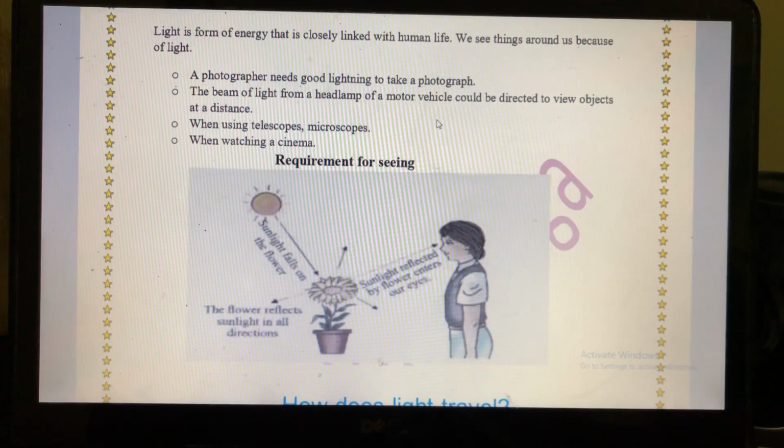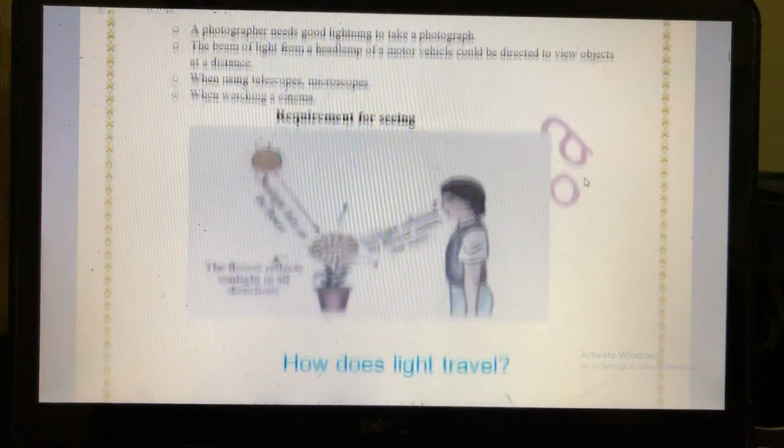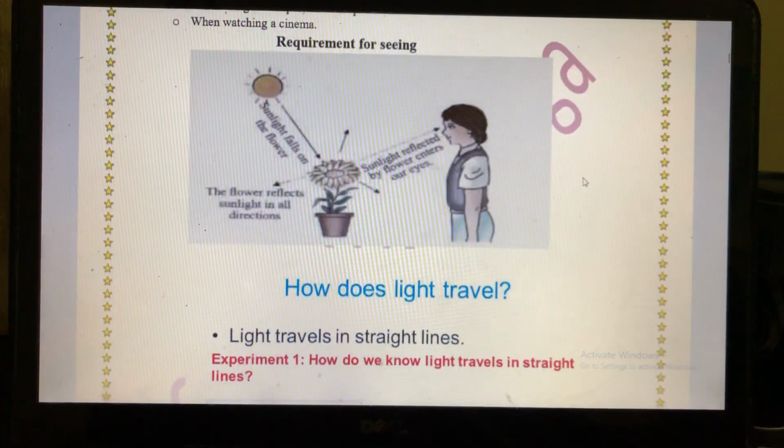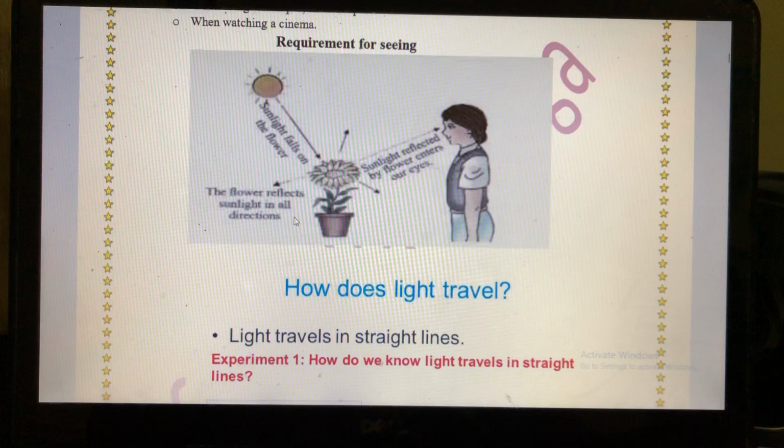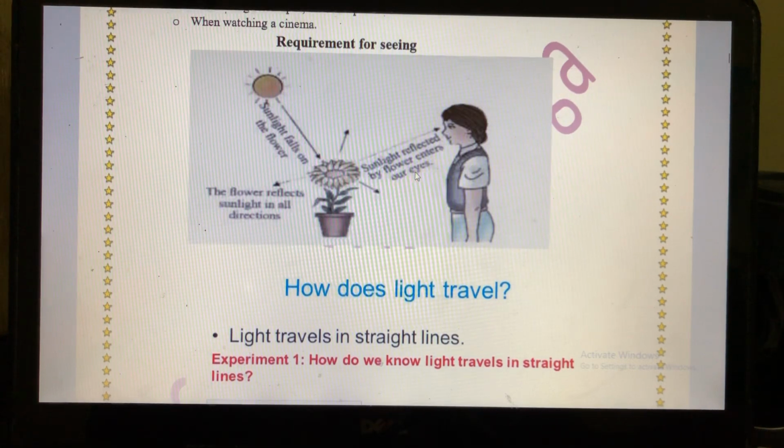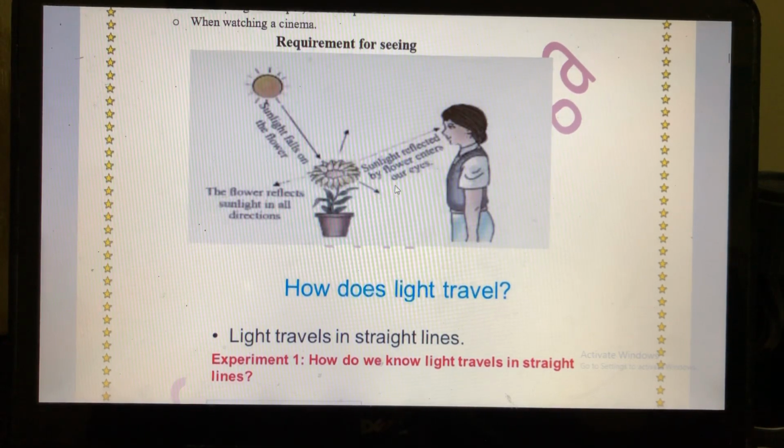What are the requirements for seeing? Look at this picture. Sunlight falls on the flower. The flower reflects sunlight in all directions. Sunlight reflected by the flower enters our eyes.